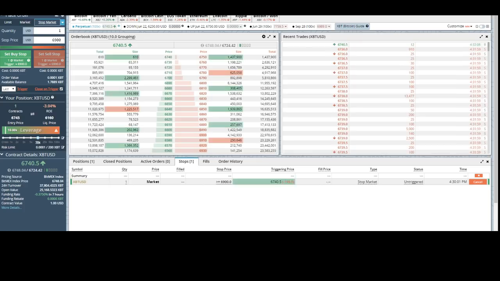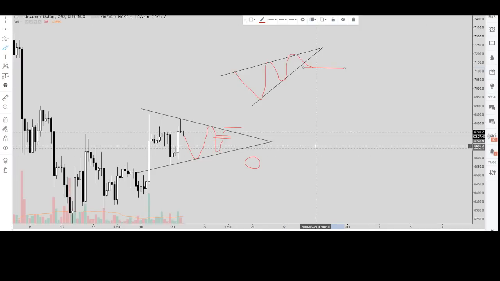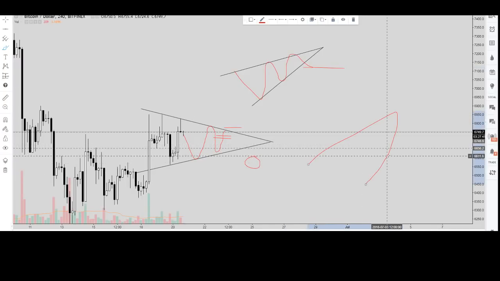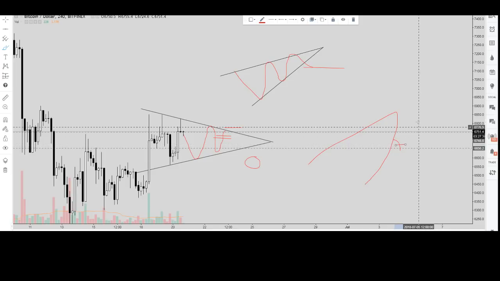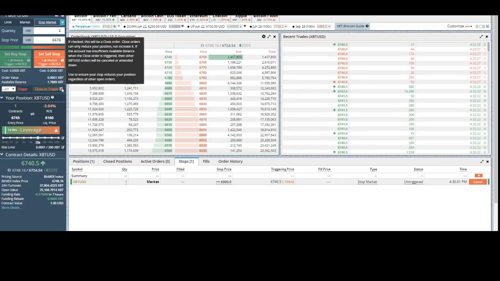Okay, so you could set a stop order. We would have to do it down here. Okay, so we have our wedge here. This is the breakdown point. All right, you want to short at, let's say, 66.76. You want to do a short here.